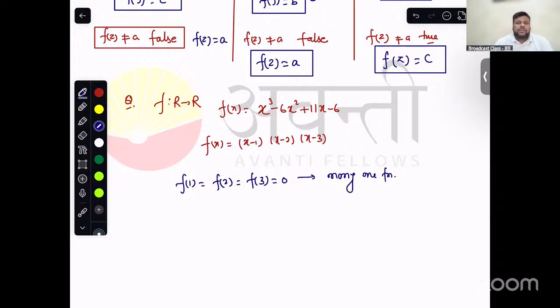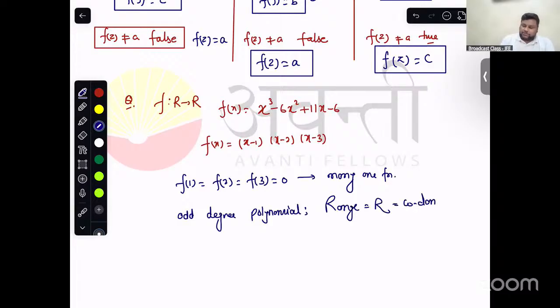Am I clear? And if I talk about onto or into, since it is an odd degree polynomial, range is going to be R, that is also the codomain. So function is onto. Am I correct? Got it? Done?